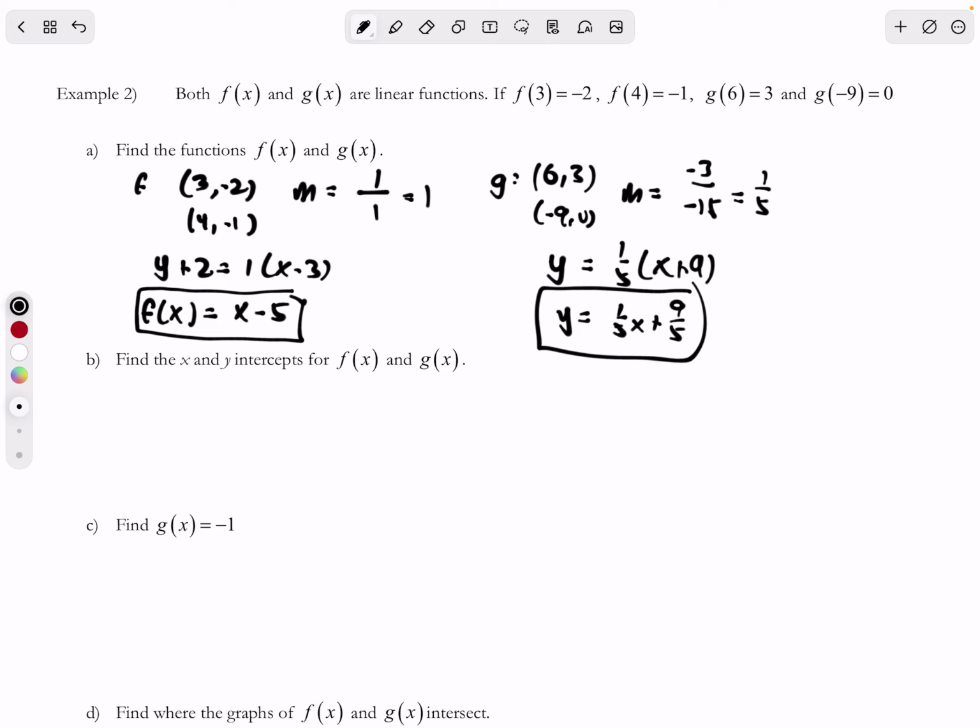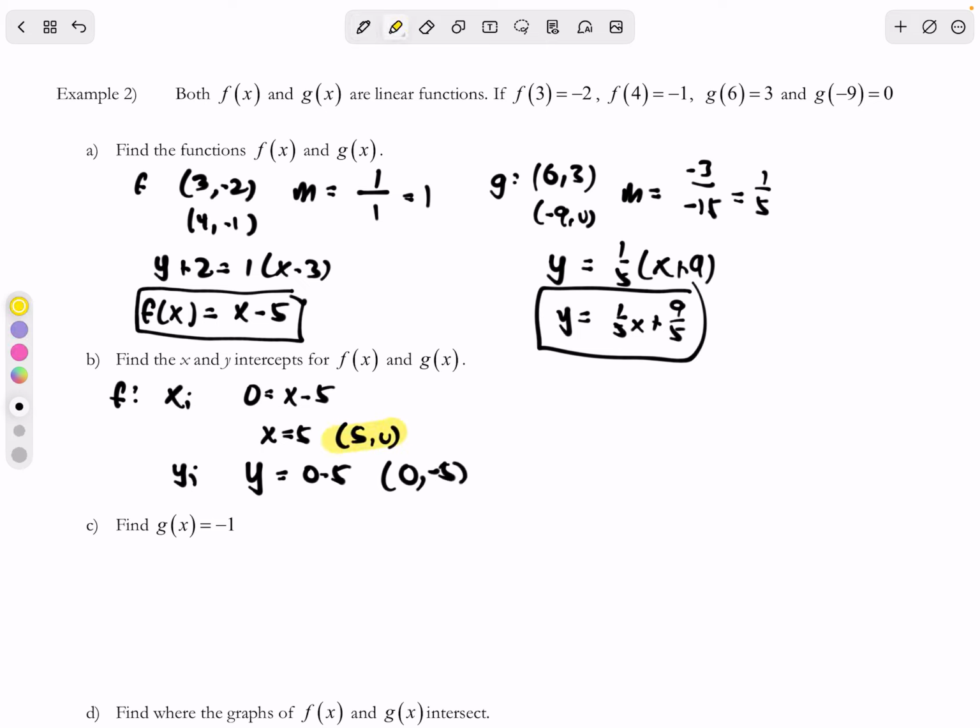Got it. Find the x and y intercepts. So f, x-intercept, I'm going to let y equal 0. Therefore, x equals 5, and I've got 5, 0. My y-intercept, I'm going to let x equals 0, and y is -5. Those are the two intercepts for f.